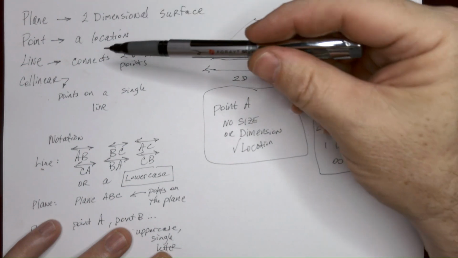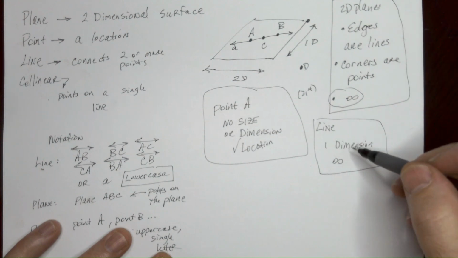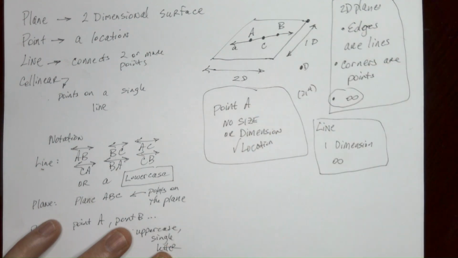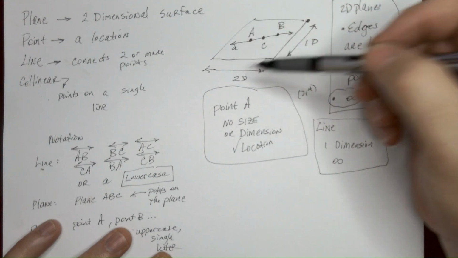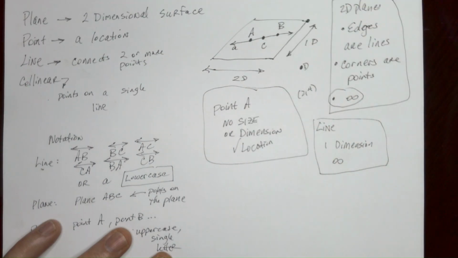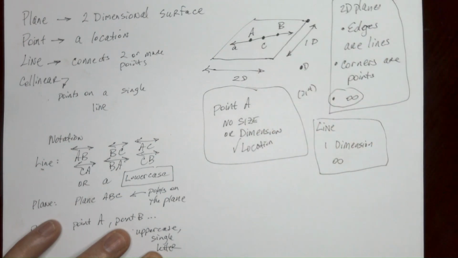Now, let's talk about a line. A line can be made by connecting two or more points, and it has one dimension, and it's infinite in both directions, all right? So we have a plane, like a two-dimensional shape, or something like a piece of paper, a point, which is a location on that plane, and lines, which connect two or more points.